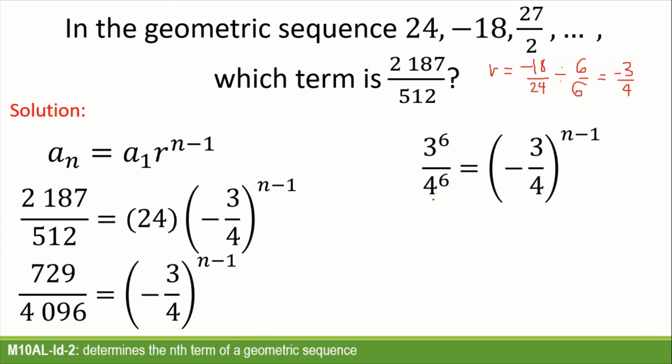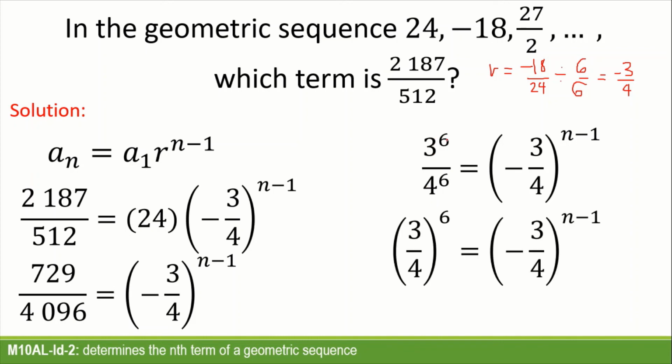Ganun din ang 4, no? 4 times 4 times 4 times 4 times 4 times 4 or 4 raised to the 6th power. Ang sagot ay 4,096. So, sinimplify natin siya into this expression. Ngayon, kung mapapansin nyo, ang numerator at denominator ay pareho ng exponent. So, pwede natin siyang isulat as quantity 3/4 raised to the 6th power. Okay, kasi pag dinistribute natin siya dyan, ito rin yung kalabasan. So, babalik tayo dito, no? So, nilabas lang natin yung common exponent ng numerator and denominator. So, we have quantity 3/4 raised to 6th power equals quantity negative 3/4 raised to n minus 1.